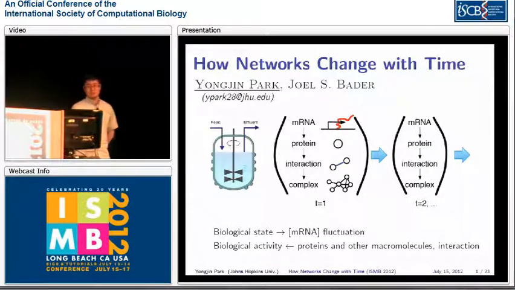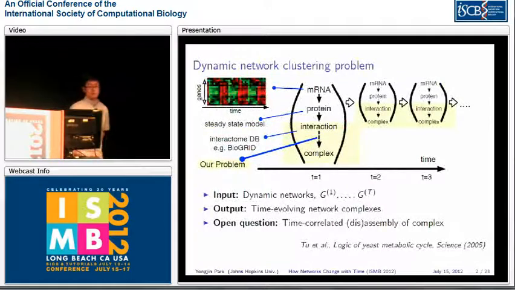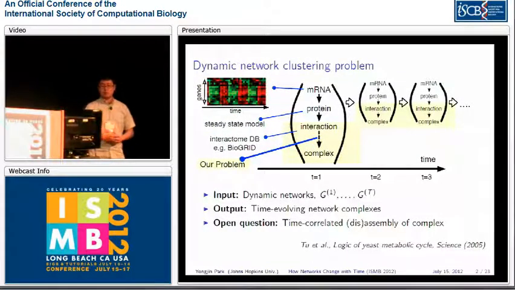To measure the activity of this system, we actually have to get the proteins and other macromolecules and their interactions. This sets up our problem of dynamic network clustering. We want a time series experiment, using the mRNA as a time series proxy for the protein levels, and we assume it's a steady state model.